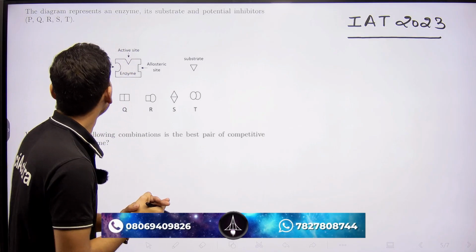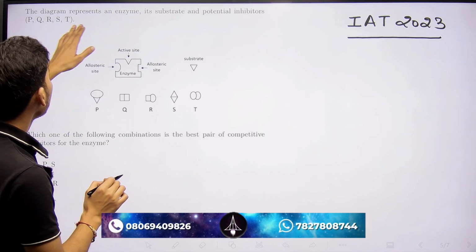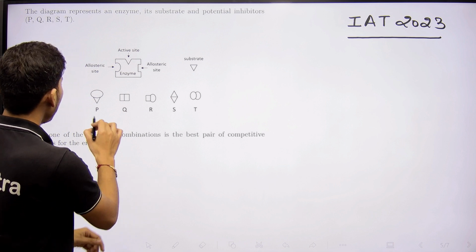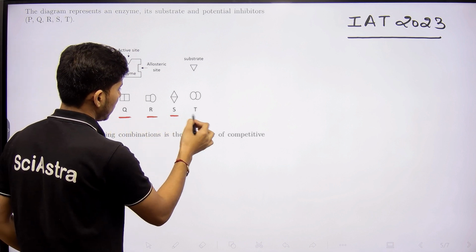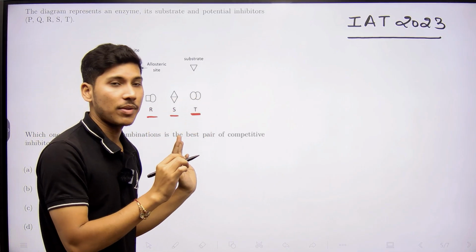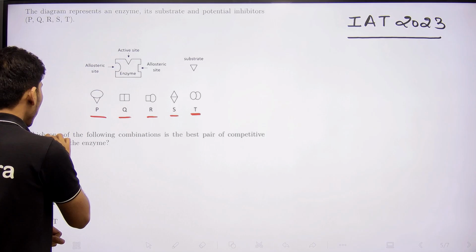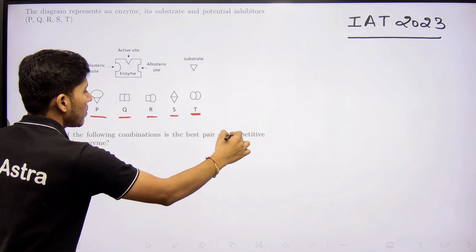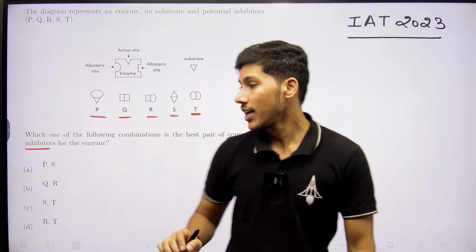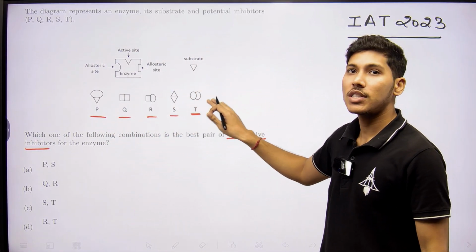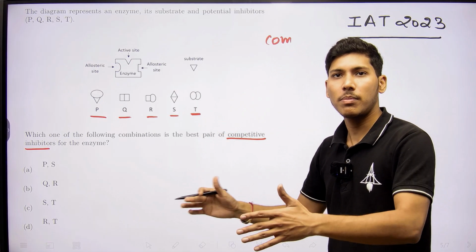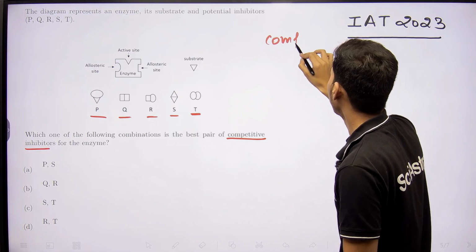Let's see the question. They are saying that the diagram represents an enzyme, its substrate and potential inhibitors. So P, Q, R, S as well as T are the inhibitors of this enzyme. Now they are asking which one of the following combinations is the best pair of competitive inhibitors for the enzyme. So which among these 5 inhibitors may come under the category of competitive inhibitors.